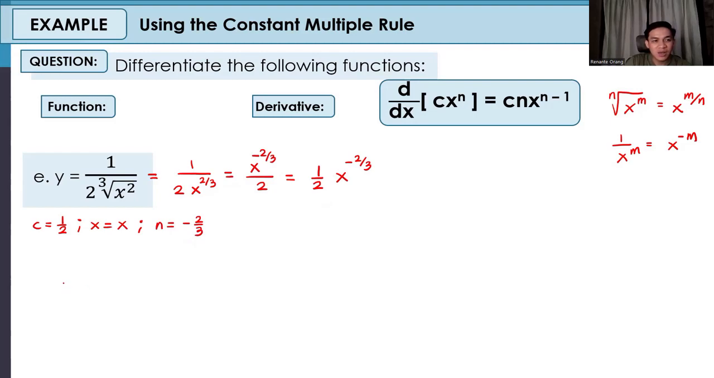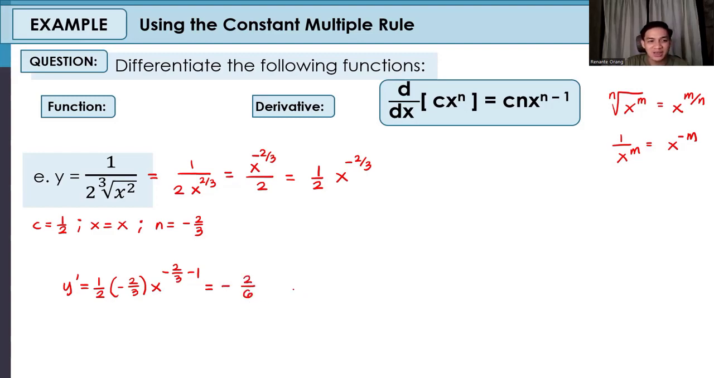So proceed tayo, y prime, ibig sabihin the derivative of our y is equivalent to, constant natin, class, is 1/2. N natin, class, is negative 2/3. And then yung ating x is x also. Then n is negative 2/3 minus 1. Next, simplify natin. That is equivalent to 1/2 times negative 2/3. Magiging negative 2 over 6.